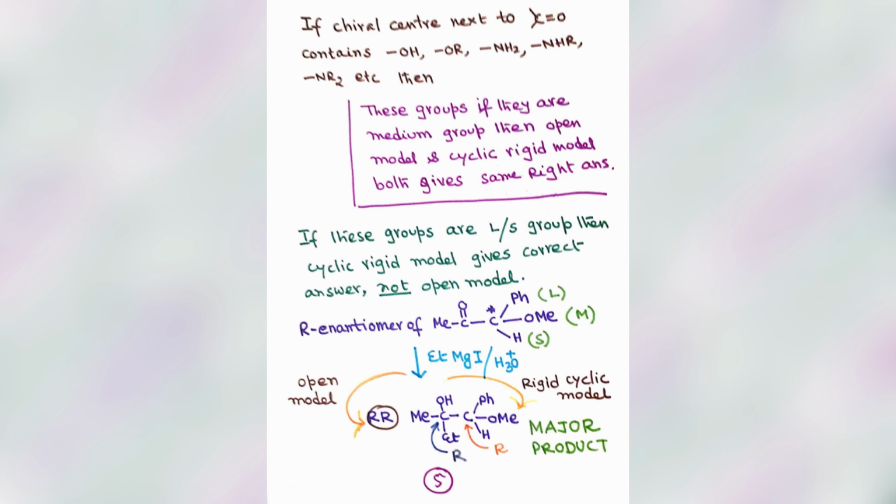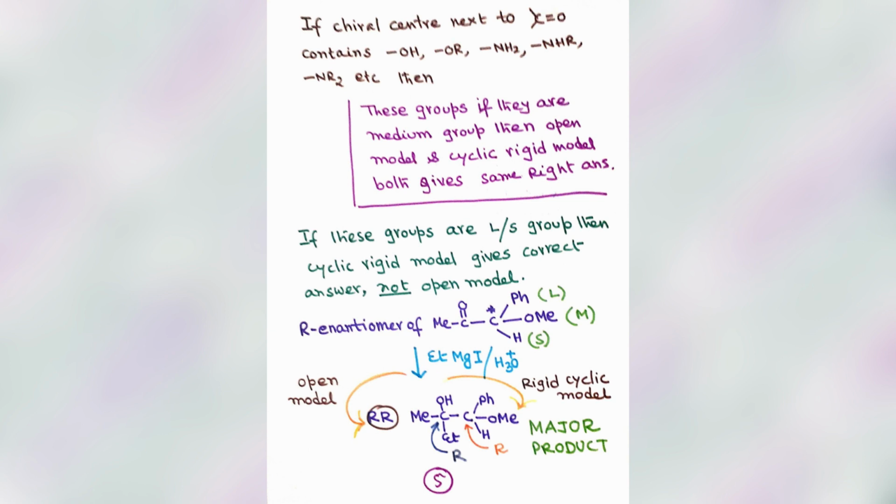Now let us apply our concept in an example: the R enantiomer of a compound where we have the chiral center and next to the chiral center we have the C double bond O. The chiral center contains phenyl, methoxy and hydrogen. Phenyl is the large group, methoxy is the medium sized group and hydrogen is the small group. Because the oxygen containing group is the medium sized group, the cyclic model as well as the open model both will give the same answer and both are correct.